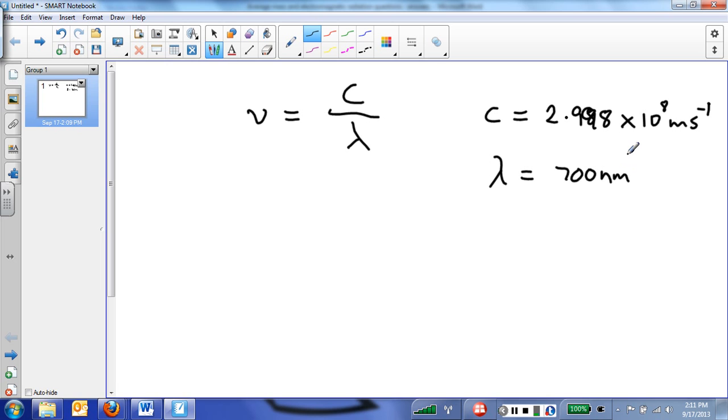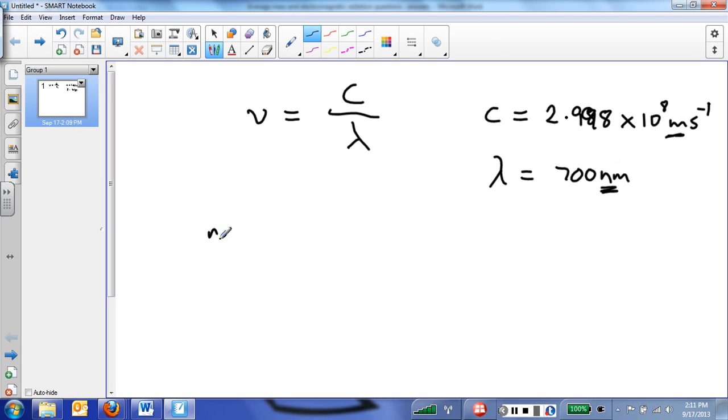The point of writing all this out is that we can see straight away that our units don't match up. C has meters, whereas lambda has nanometers. Therefore, we would have to convert one of these units to the other. The simplest way would be to change nanometers to meters.